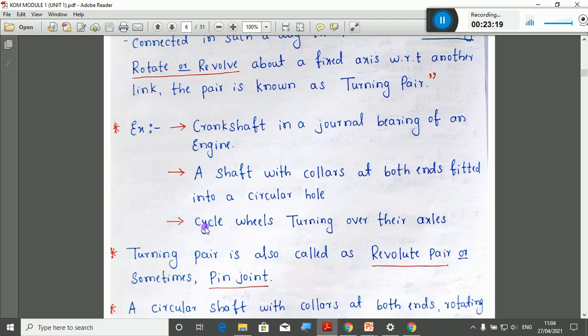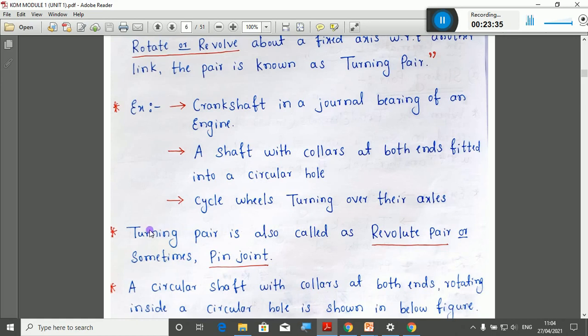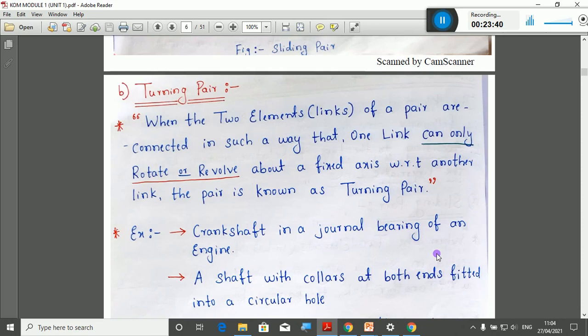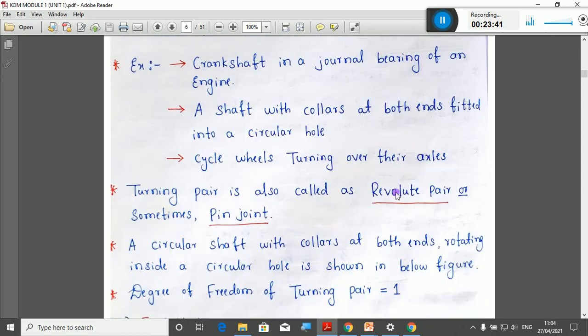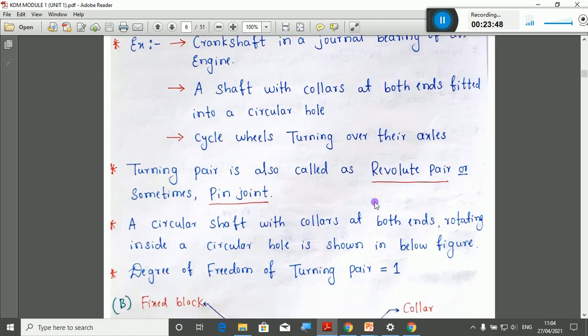Okay, and what about the wheels of a cycle turning over the axles? With respect to the axle, the wheels of a bicycle can only rotate, there will not be any linear motion with respect to the axle, not with respect to the ground. And one more word for this turning pair is revolute pair. I can call this turning pair a revolute pair. Okay? Revolute pair or turning pair, both are the same.